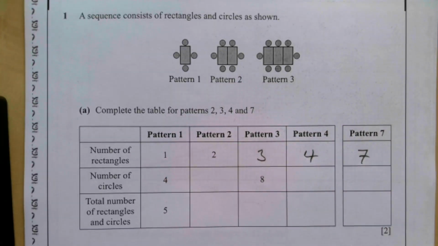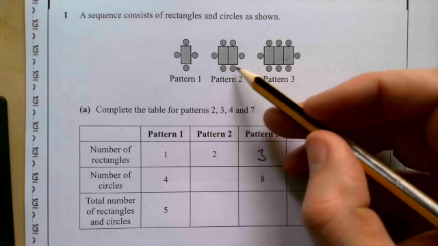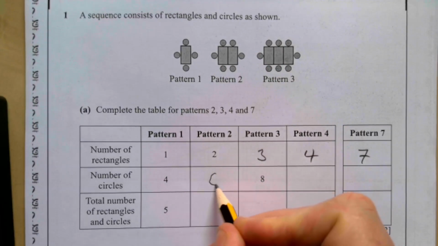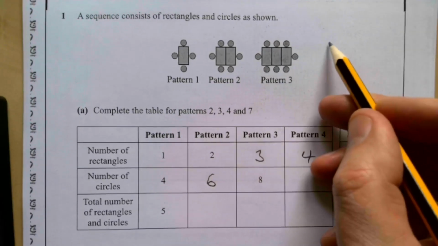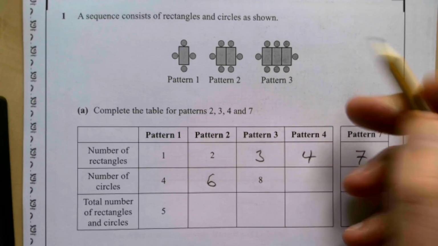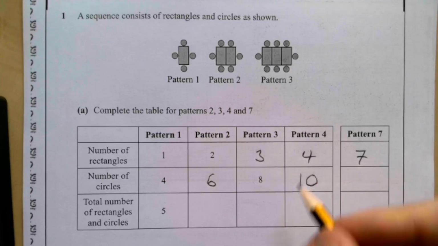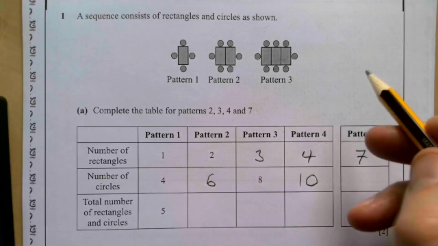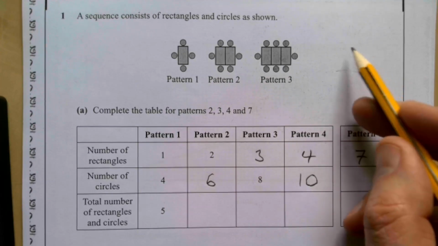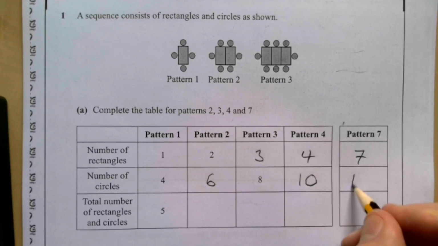The number of circles, so in the first one then we have 4. In the second one we have 1, 2, 3, 4, 5, 6. And then 8, and hopefully you can see then it's going to be 10 for pattern 4. There's going to be 4 here, 4 here, that's 8, 9, 10. And again, I'm not sure if you can see the pattern here, so I guess we're going to have 7. So there's going to be 7 going across here, 7 goes across here, 14, 15 then, and 16.